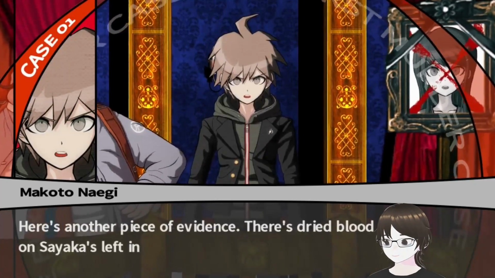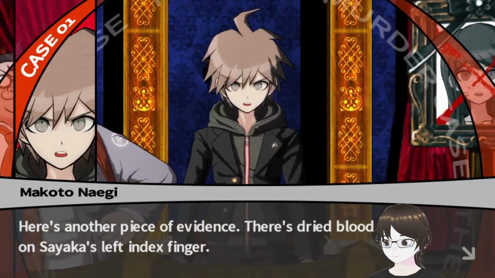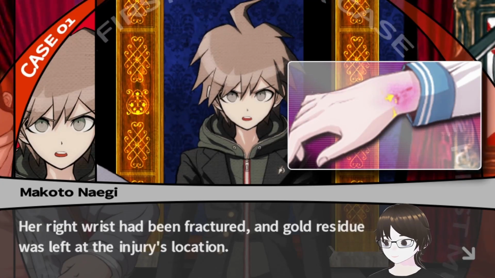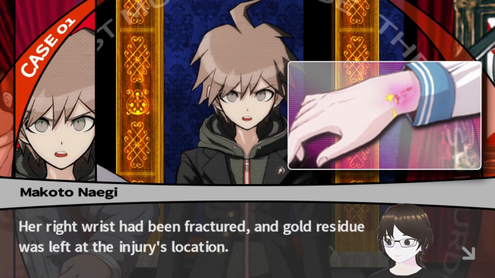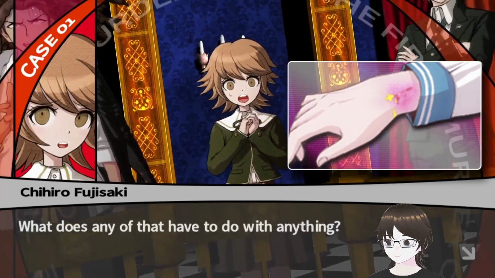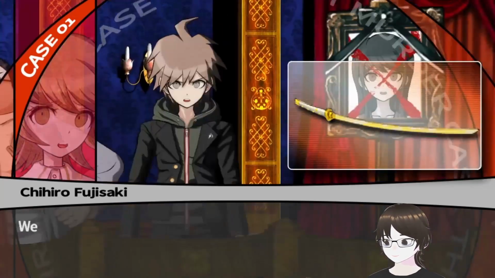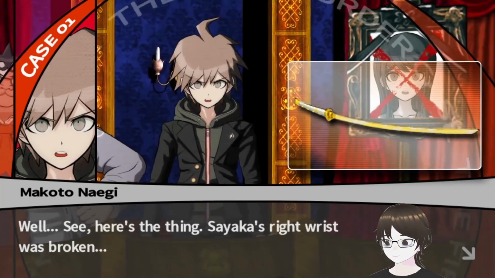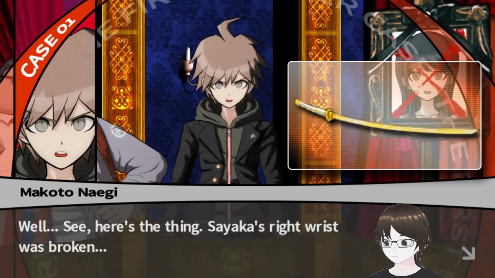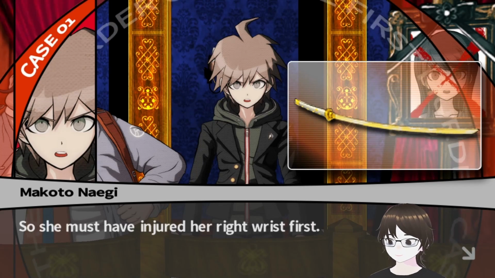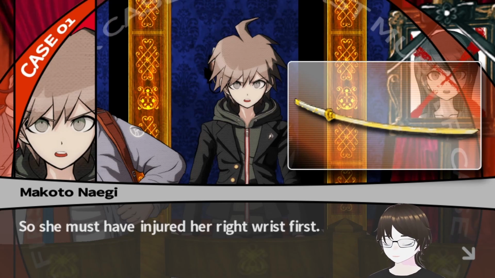Here's another piece of evidence. There's dried blood on Sayaka's left index finger. Her right wrist had been fractured, and gold residue was left at the injury's location. What does any of that have to do with anything? That's what we need to figure out. Well, see, here's the thing. Sayaka's right wrist was broken, but the blood on her left index finger was fresh. So she must have injured her right wrist first.